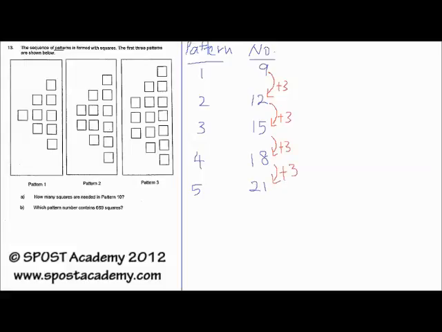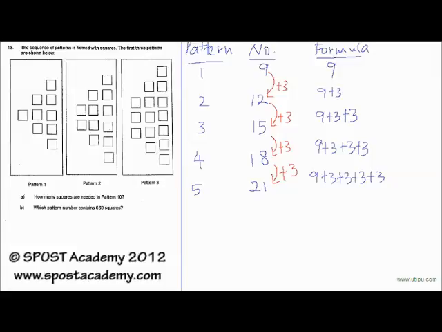So we have to be able to identify the formula. Looking at the pattern, the formula can be deduced as this. This is just a simple 9. Well, this is a 9 plus 3. And pattern 3 is a 9 plus 3 plus 3. Pattern 4 is a 9 plus 3 plus 3 plus another 3. Pattern 5 would be 9 plus 3 plus 3 plus 3 plus another 3, following from the previous formula.